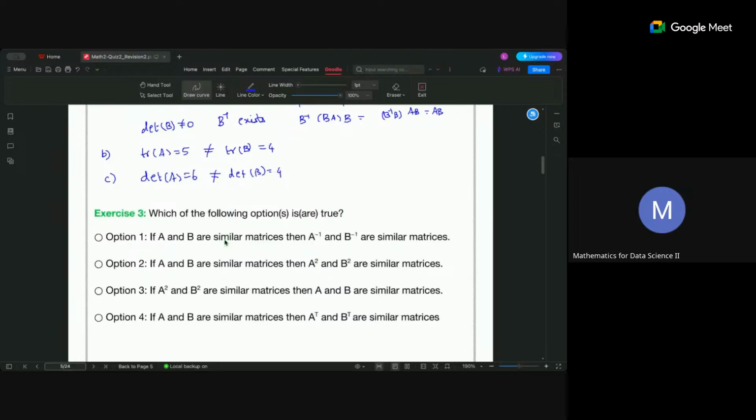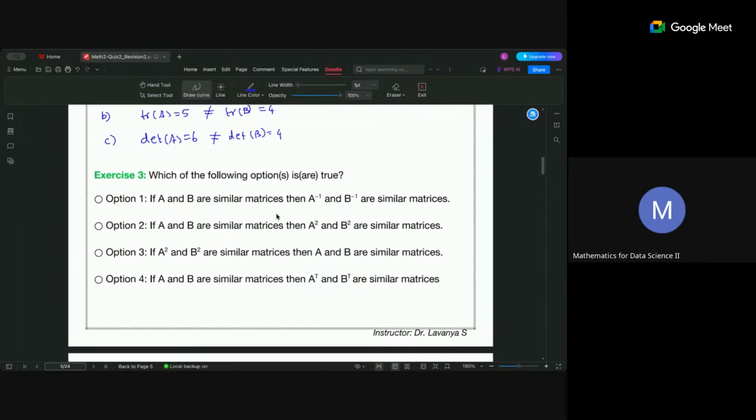Okay. So the next question is: if A and B are similar matrices, then A inverse and B inverse are similar. Is it true?